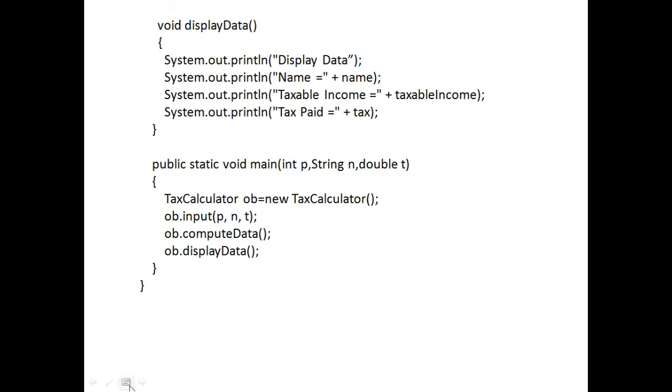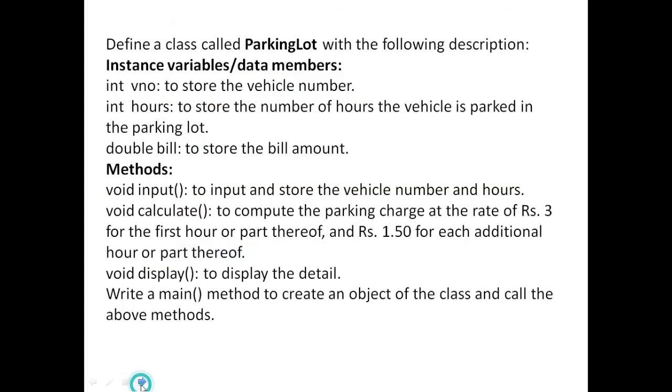See the question. Children, define a class called parking lot. Your class name is given as parking lot with the following descriptions. Data members, also known as instance variables: int VNO, that's the vehicle number; int hours, to store the number of hours the vehicle is parked in the parking lot; and double bill, to store the bill amount.